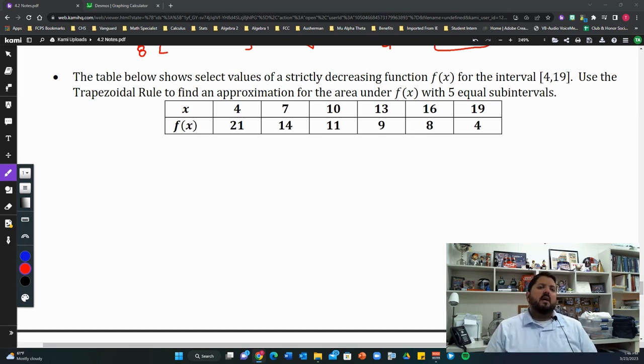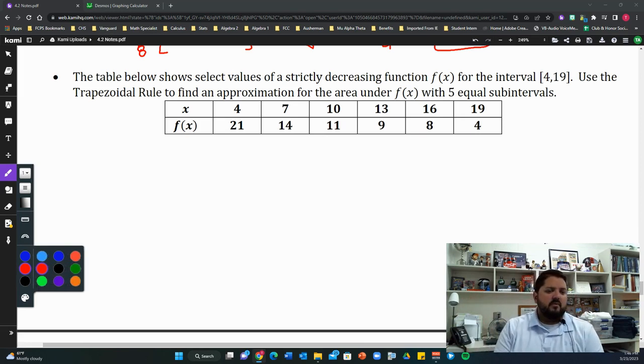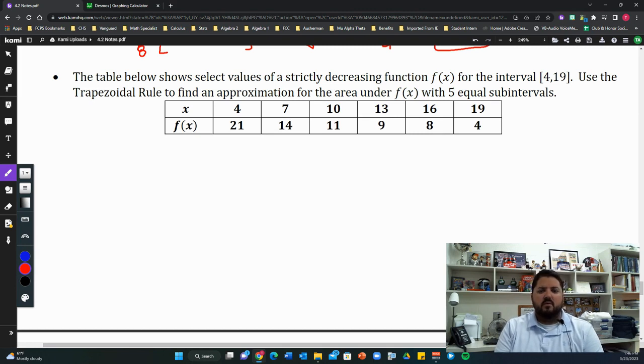But if I give you a table, it's still the same way as when we did the rectangles. Really the only difference is we're going to use the middle chunk twice again. So just like I did on the previous one, as soon as I realize it's trapezoidal rule, again, instead of me just giving you what you need to find the x's and then have to do more work to find the y's, you have them both.